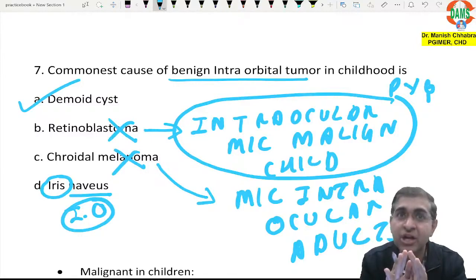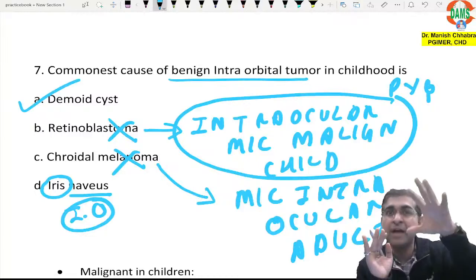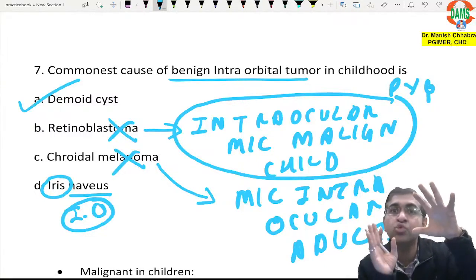Let me tell you, there is not much difference between the top ranker in NEET PG and the one who has got 2000 rank.